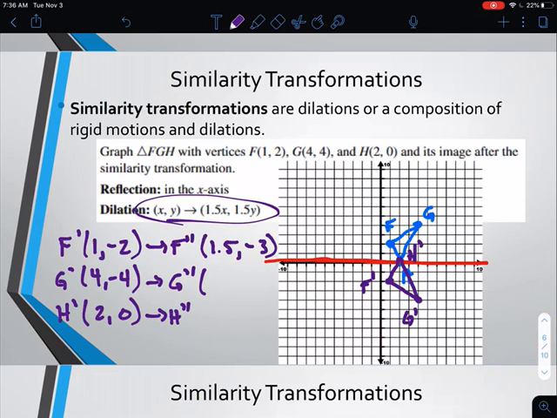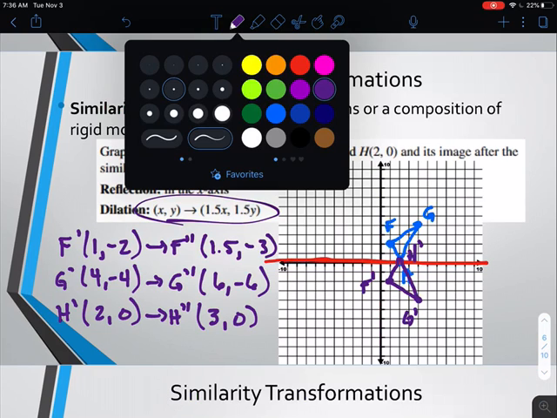G prime was at 4, -4, so when I multiply those both by 1.5, 4 times 1.5 is 6, so I would get 6, -6. And then 2, 0 would become 3, 0 when I multiply by 1.5.